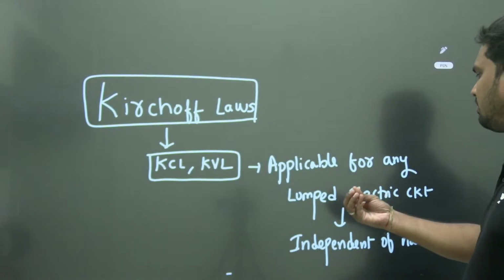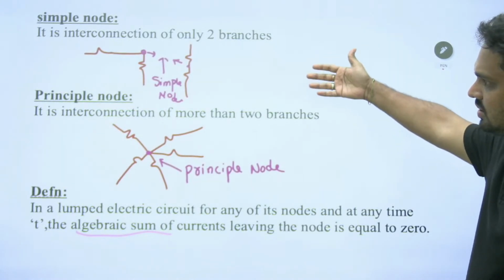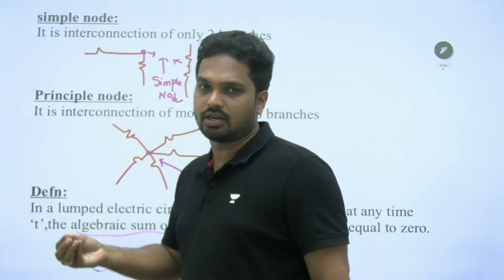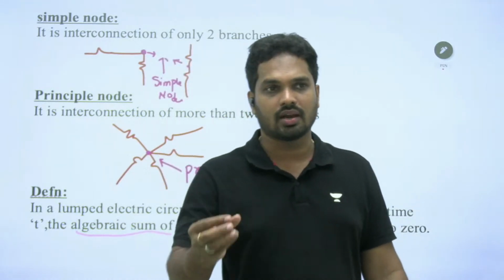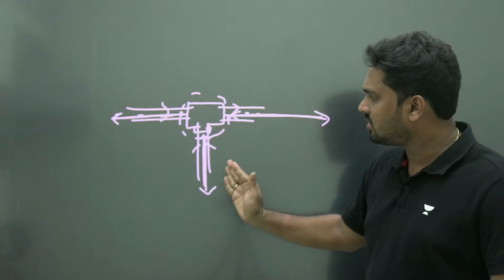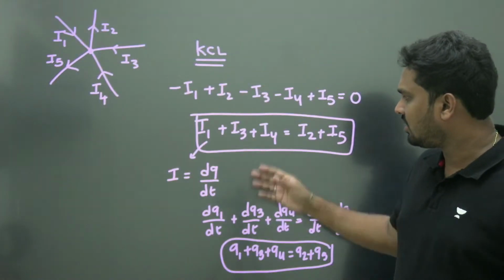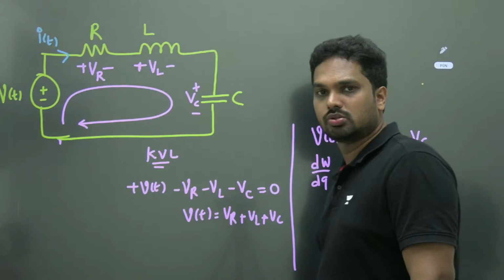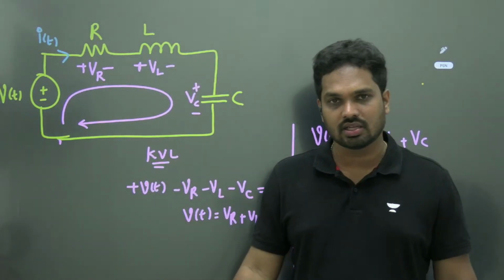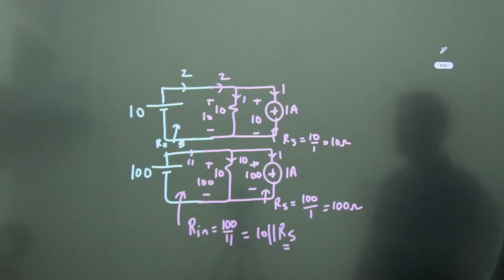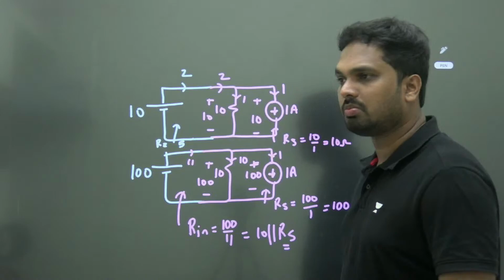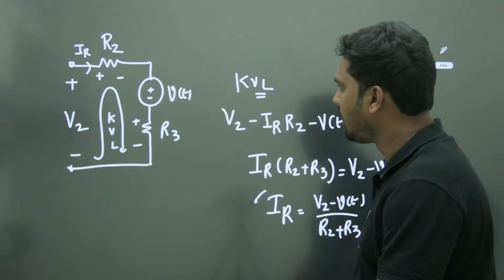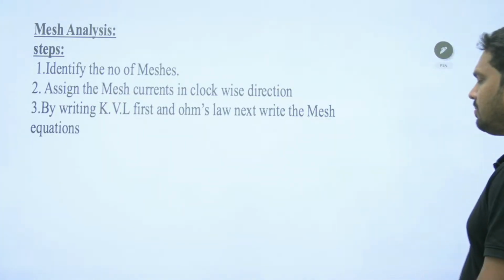So we discussed KCL and KVL, and we discussed the basics like simple node, principal node, and the definition of KCL. In a lumped electric circuit, at any node at any point of time, the algebraic sum of the currents leaving the node is equal to 0. We gave the pipeline example, and yes, the current entering is equal to the current leaving, charge entering equal to charge leaving. After this we discussed KVL. I will give the notes on the Creatrix Telegram channel today, or by tomorrow. Okay, we also discussed Ohm's law, when it is applicable and when it is not applicable. Node analysis, we took one example and I have explained it in a clear possible way. Right, now let's go for mesh analysis.